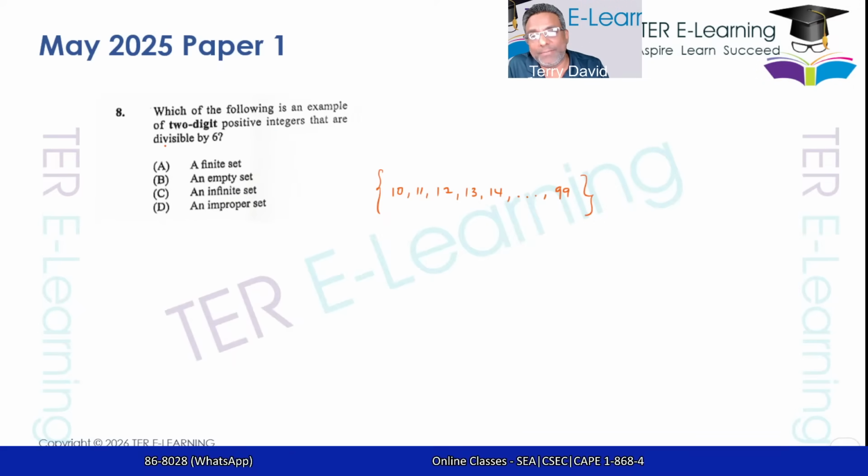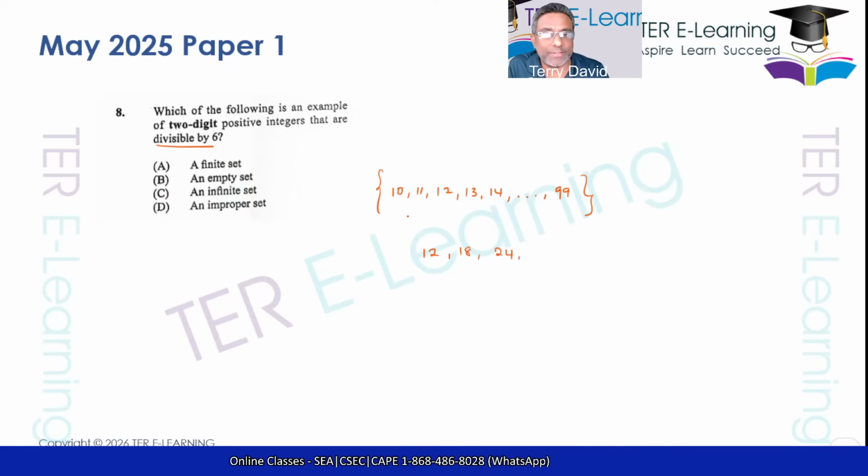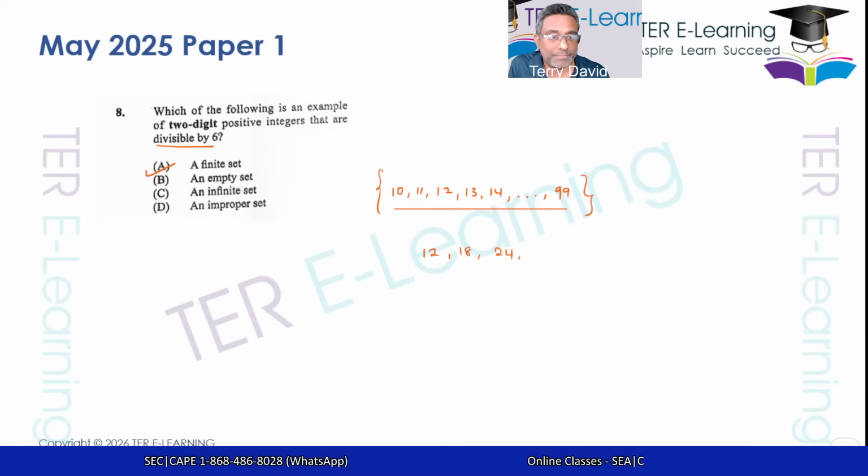But then they said divisible by 6. Numbers divisible by 6 would be like 12, the next number will be 18, then 24, and we keep going. In this case, you can actually count all the members in this set. The set of two-digit numbers is a finite set, and if it's divisible by 6, it's still a finite set. So the answer is going to be E. Remember, a finite set is one where we can actually count the number of elements in that set.